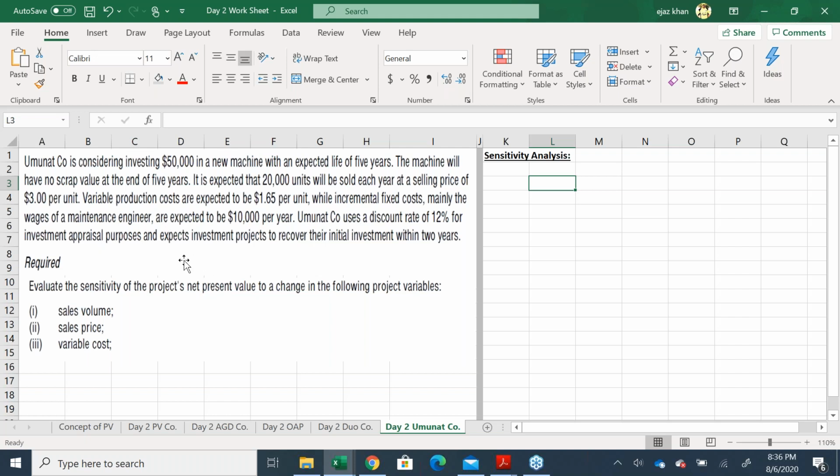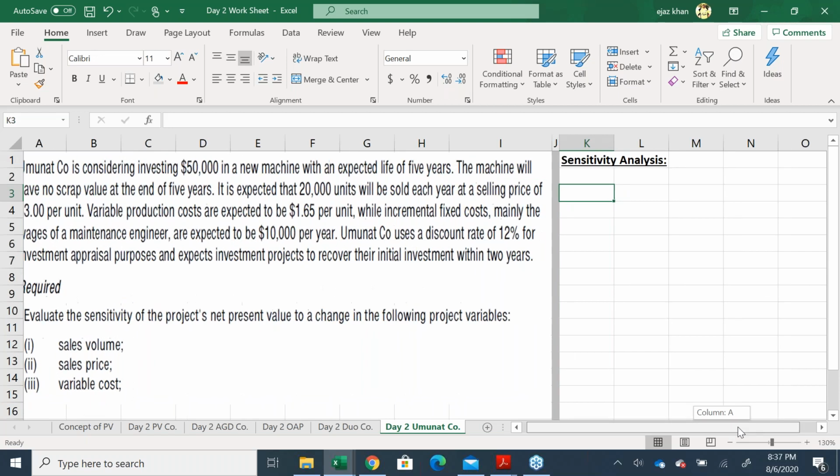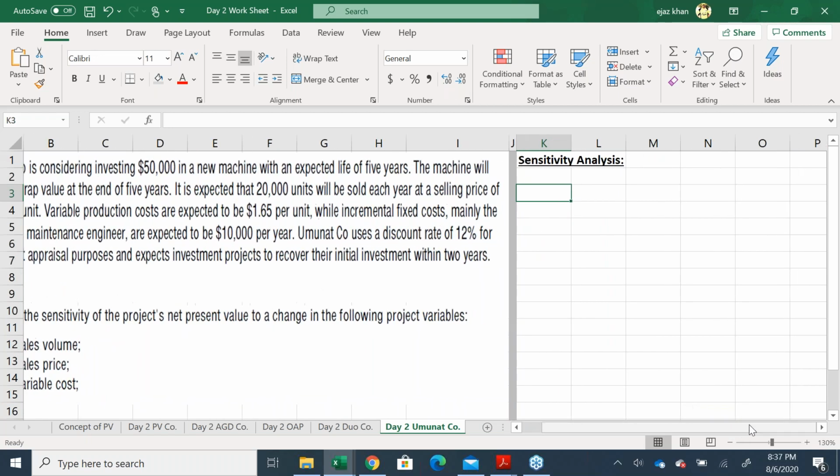So we have to check the sensitivity of the project. First of all, we have to calculate the NPV. Remember, first we have to see whether we are accepting this project or not. Maybe with the existing values, it is already negative. Then what's the point of checking the sensitivity? So first of all, we have to check whether the project has a positive NPV or not. So let's check it out.